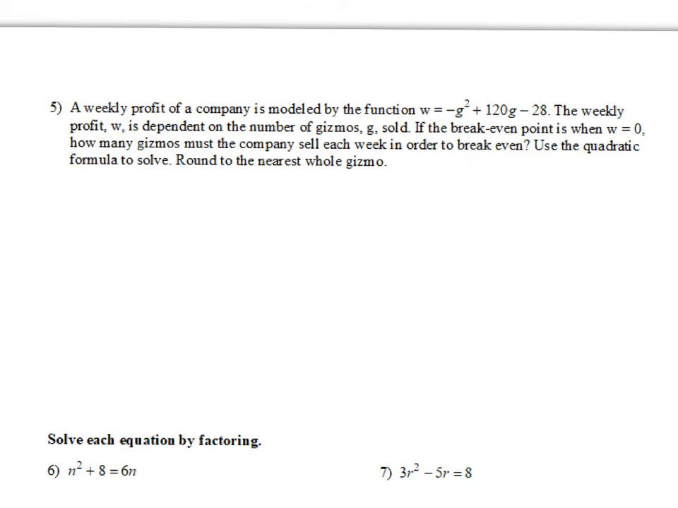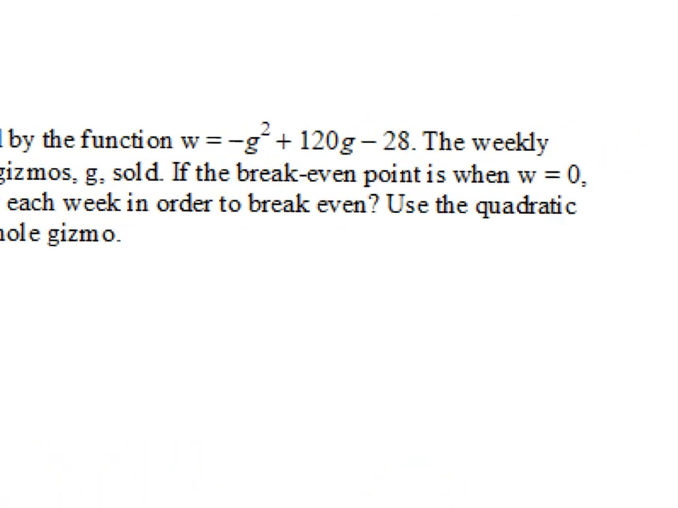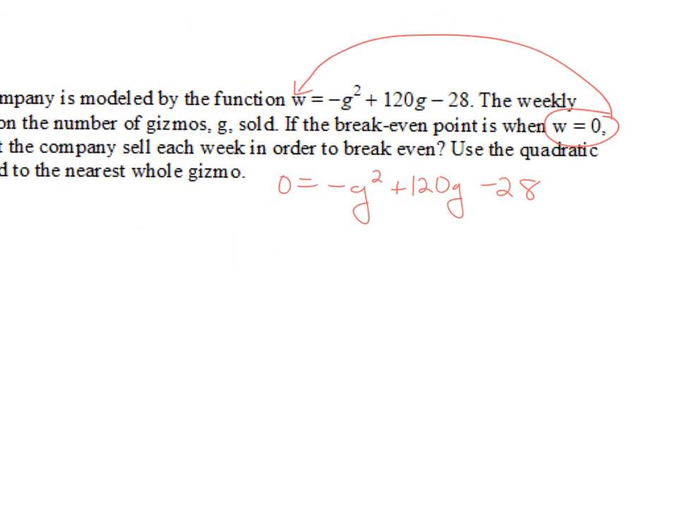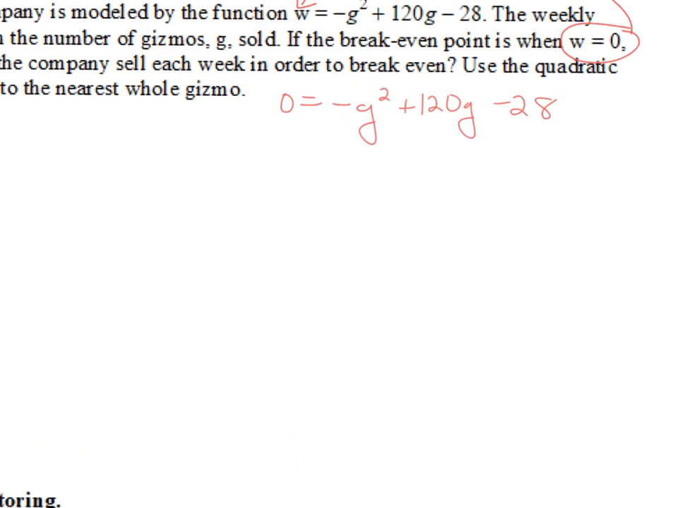So on this, since it says W equals 0, if I'm looking at this guy right here, set W equal to 0. So I'm just going to plug W equals 0 in right there. So 0 equals -g squared plus 120g minus 28. All right, so now let's go ahead and start that quadratic formula.